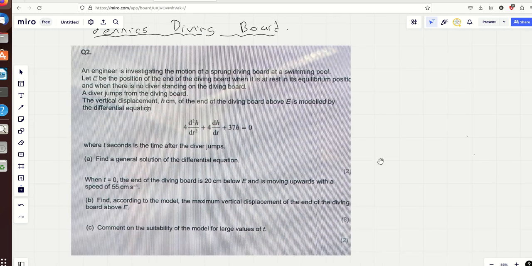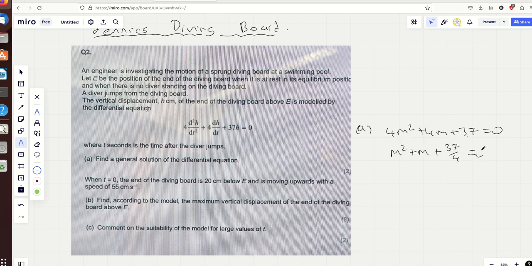Yeah, I totally understand why these questions can sometimes confuse. I find I make careless errors as well when I do it, so I'm going to do it all from the start. We've got 4m squared plus 4m plus 37 equals 0 for our characteristic equation. Dividing by 4 will give us that.